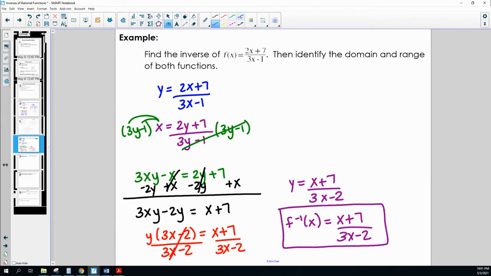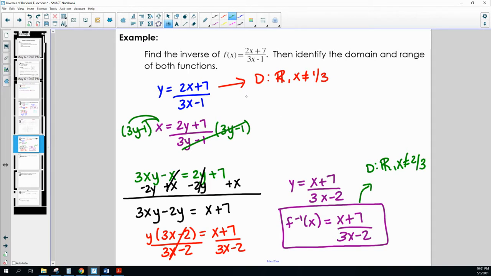Okay, so let's find the domain and range of each. What I'm going to do in this case is just find the domains of both. And once I know the domains, I can find the ranges based off of it being the opposite. So if I look at the original function, I know that the domain will be all real numbers, except x cannot equal what makes the denominator 0, which in this case would be 1/3. Now let's take the domain of the inverse function. The domain would be all real numbers, except x cannot equal what makes the denominator 0, which would be 2/3.